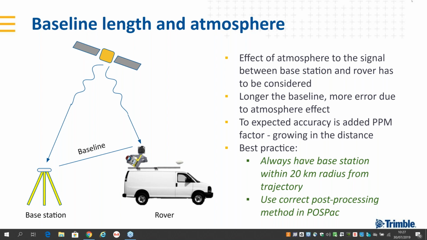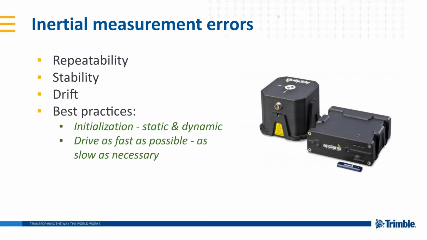But of course, in many cases we drive maybe 100 kilometers per mission, and then you would need more base stations along the trajectory. And this is pretty much that we have to use a correct kind of post-processing method in POSPac. And actually, we will have another webinar later where we go into detail about POSPac processing. But those who are familiar with POSPac might know that there are different types of processing methods, and we should always use the correct one for all the types of missions you might have. Okay, that's it about GNSS.